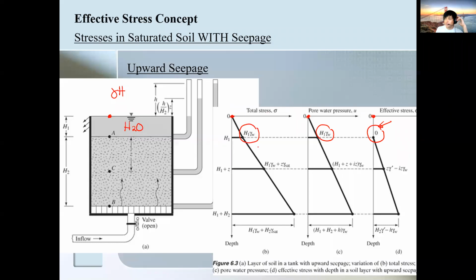Next, I think you can follow this one. Total stress is H1 gamma water plus Z gamma sat. And then the pore water pressure is, as I told you earlier, the I times Z, where I is H over L, H over the total length of the soil specimen. Meaning, H over H2 times Z. Again, this H over H2 will be the I, right? In your book, it's I Z gamma water.